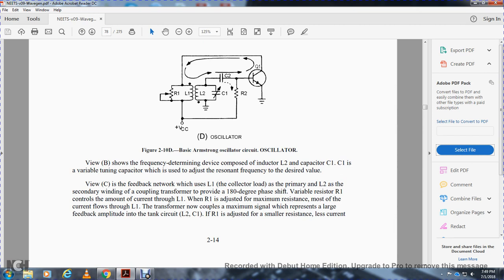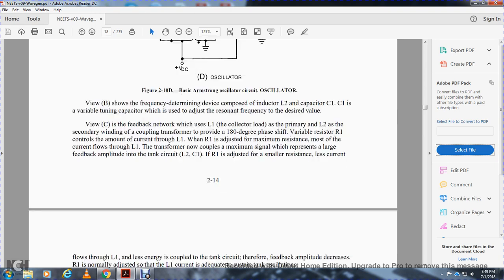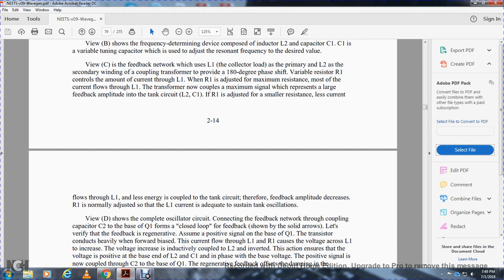The transformer then couples the maximum signal to represent a large feedback amplitude to the tank circuit of inductor 2 and capacitor 1. Resistor 1 adjusted to a small resistance allows more current flow through inductor 1. Less energy is coupled to the tank circuit. Therefore, the feedback amplitude decreases. Resistor 1 is normally adjusted so that the inductor 1 current is adequate to sustain tank oscillation.